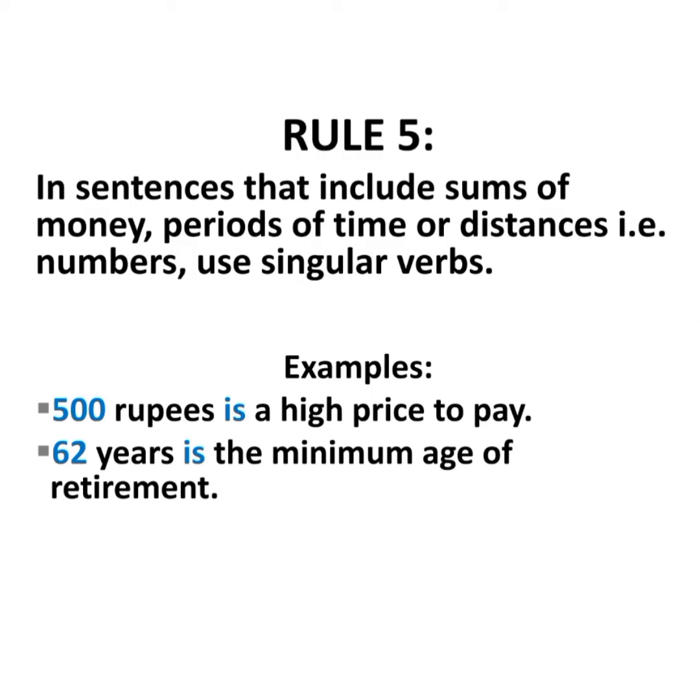62 years is the minimum age of retirement. 62 is also a number, so you must have singular verb is. 10 kilometers is too far to walk. Same thing, you have number 10 here, 10 kilometers, okay? So you must have singular verb as well.